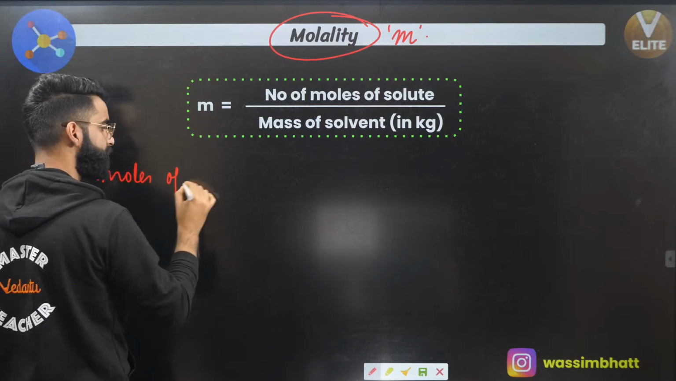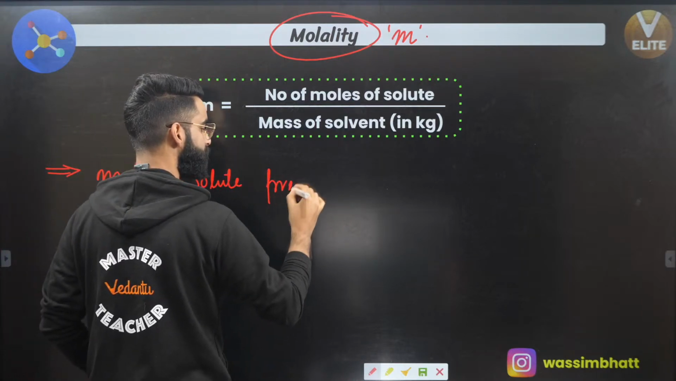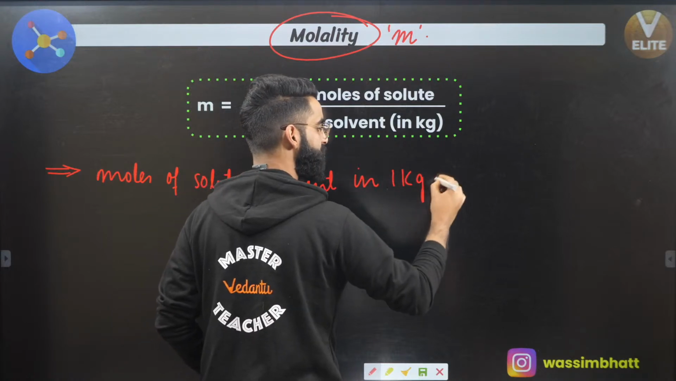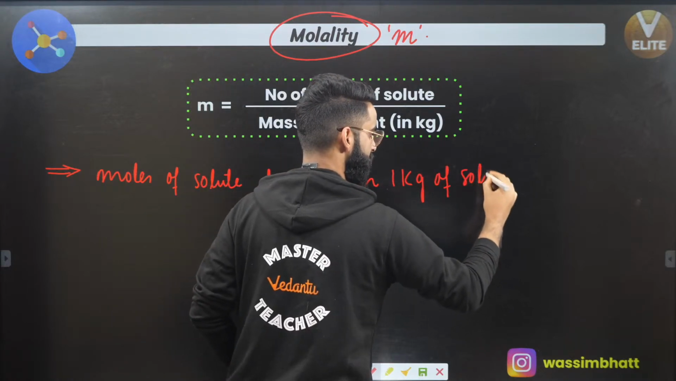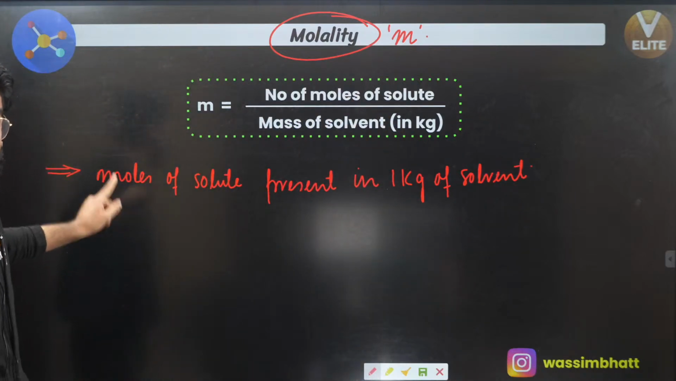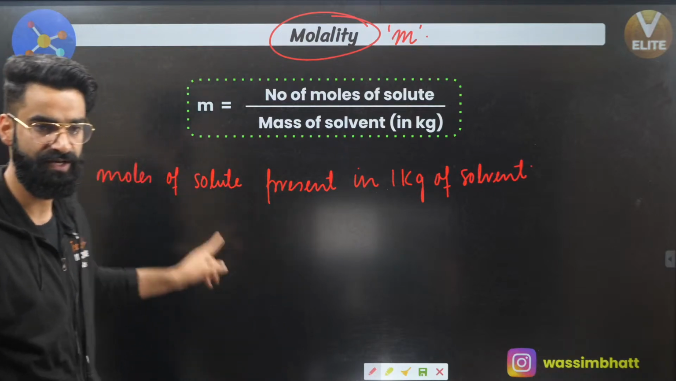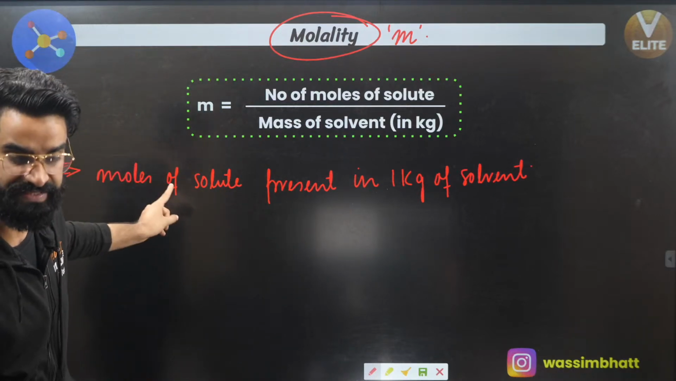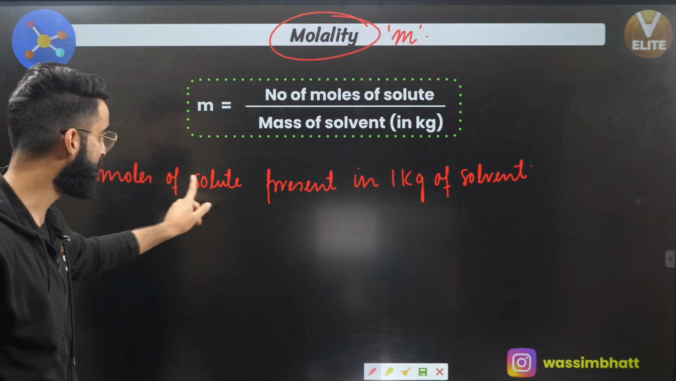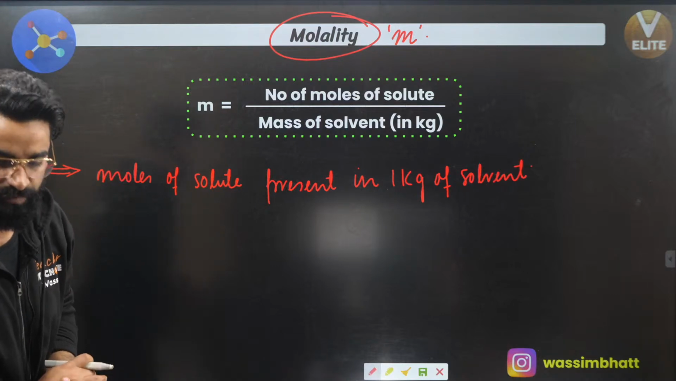the moles of solute present in 1 kg of solvent. What was molarity? Molarity was the number of moles of solute present in 1 liter of solution. Be careful with the things. And molality is the number of moles of solute present in 1 kg of solvent, okay?